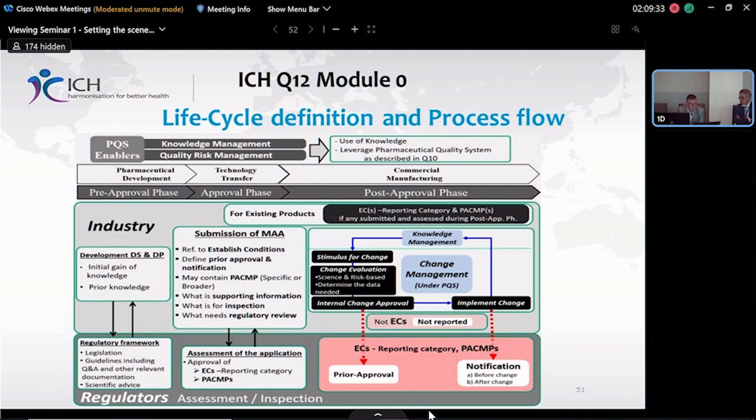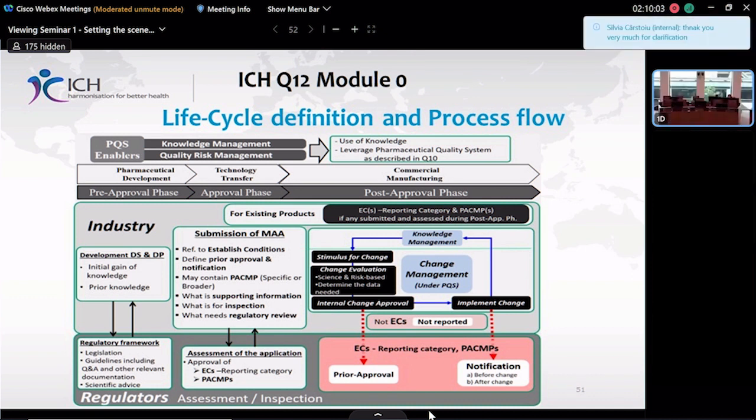So the change management protocol can be used as a tool to downgrade the implementing variation. So that's one option. We've had complex site transfers managed by change management protocol where it's implemented as a type 1B variation, because you de-risk the change by performing the assessment up front in step 1 of the protocol. So then you can have a lower category for the implementing variation.